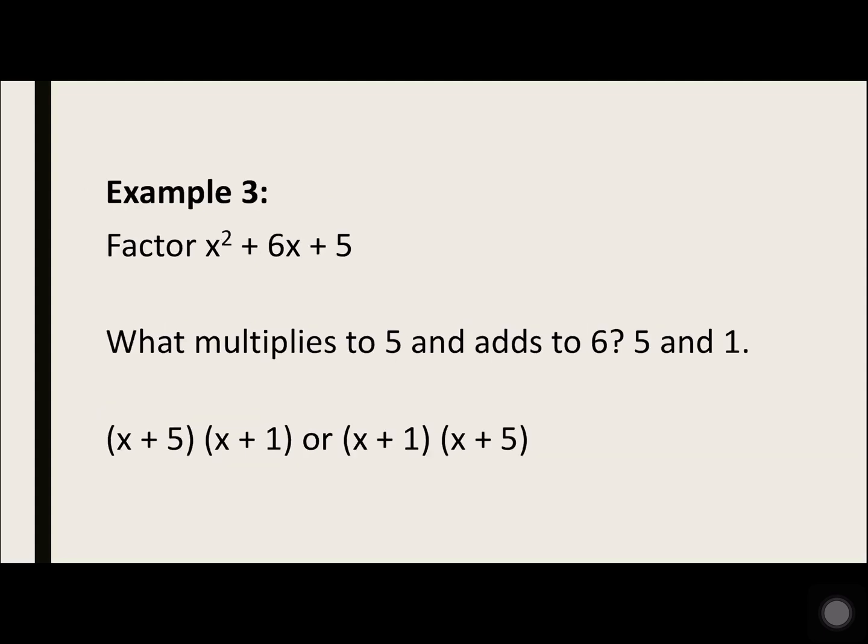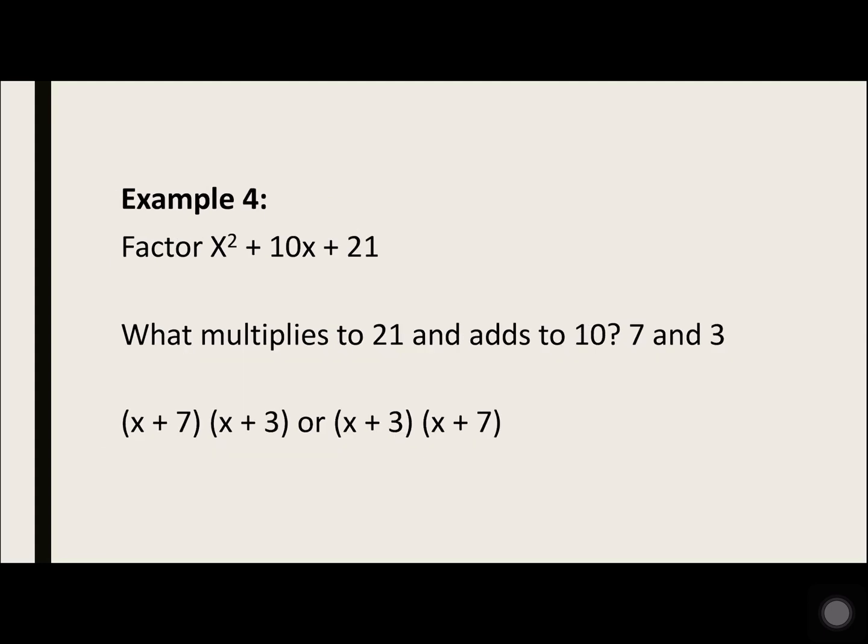Example 3, factor x squared plus 6x plus 5. What multiplies to 5 and adds to 6? 5 and 1. So x plus 1 times x plus 5, or the reverse of it. Example 4, factor x squared plus 10x plus 21. What multiplies to 21 and adds to 10? 7 and 3. So x plus 7, x plus 3, or the reverse, x plus 3, x plus 7.